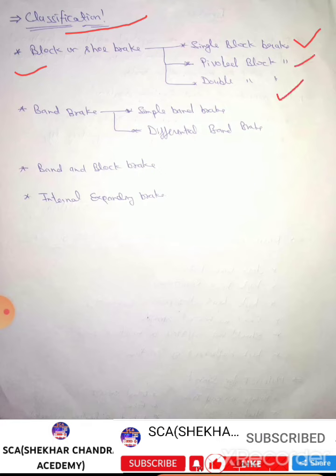The second main type of classification is band brake. This is also classified into two types: simple band brake and differential band brake. The third main type of classification is band and block brake. The fourth main type of classification is internal expanding brake.